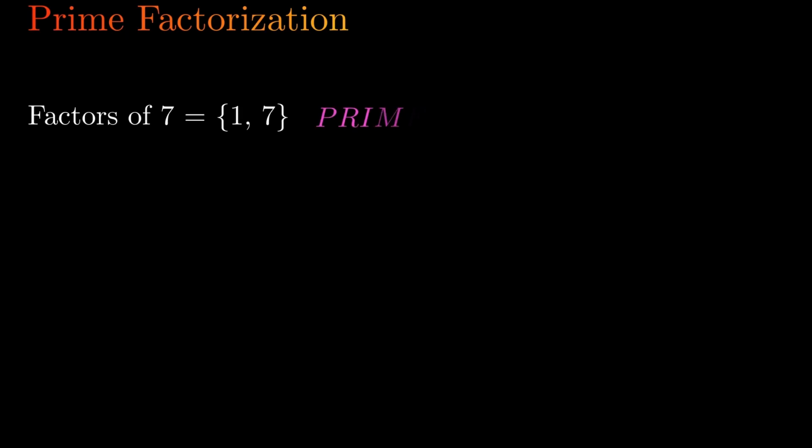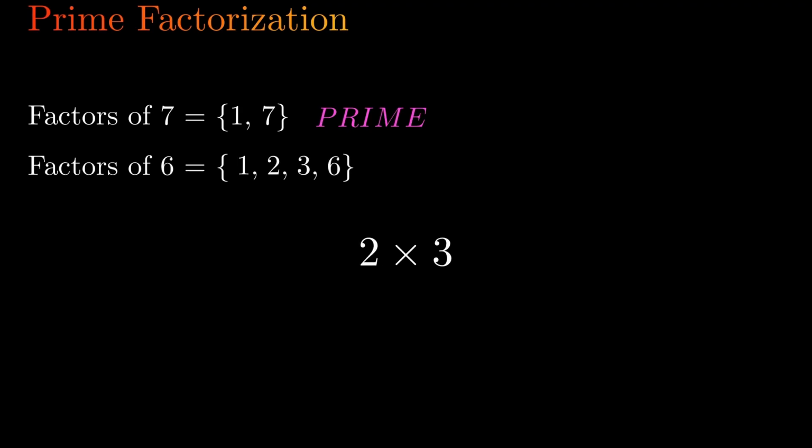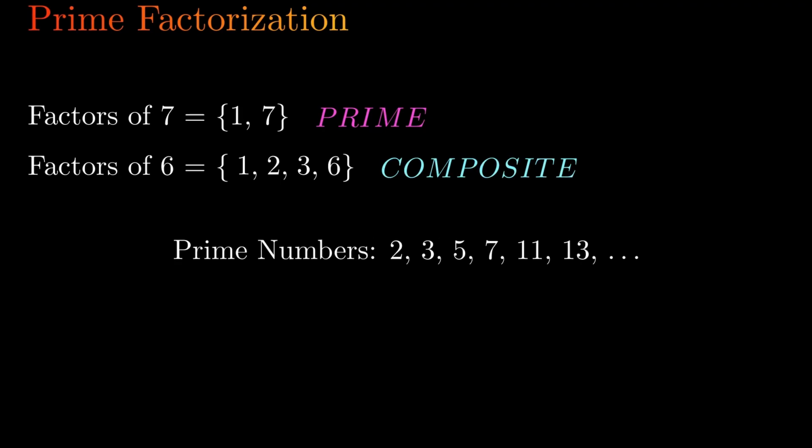So 7 is prime. Now look at the number 6. You can get 6 by doing 1 times 6, but you can also do 2 times 3. Because 6 has more than 2 factors, it is not prime. It's called a composite number. The first few prime numbers are 2, 3, 5, 7, 11, and they continue on. Think of them as the unbreakable building blocks of all other numbers. What is prime factorization?